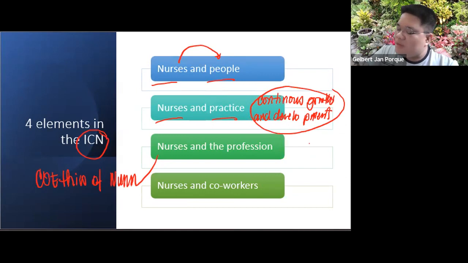Now, nurses in the profession. As a nurse, class, you are inclined to protect your profession. In other words, guys, you are not supposed to talk ill about other nurses. You are not supposed to say bad things about your profession. You are not supposed to tell other people bad words because you are a nurse. So you have a responsibility to your profession.